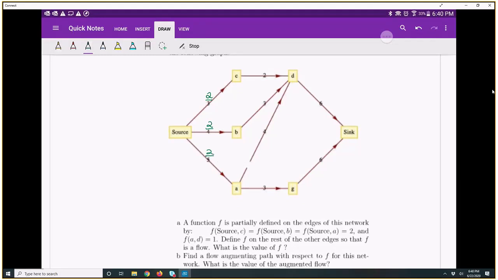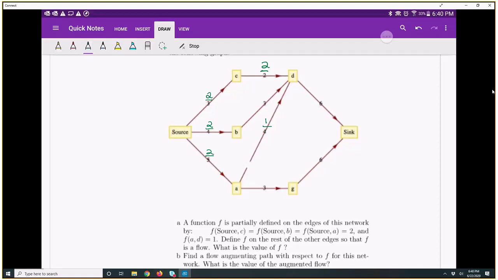Then from A to D is 1. Then it asks us to define f on the rest of the other edges so that f is a flow. Then what is the value of f? So we should be able to deduce this. First of all, if I send 2 gallons to vertex C, then 2 gallons have to come out of vertex C, and vertex C is only connected to vertex D, so they must flow through this edge here.